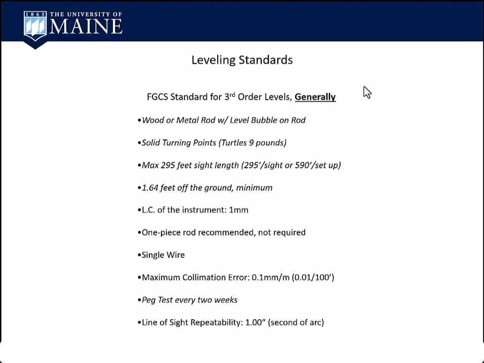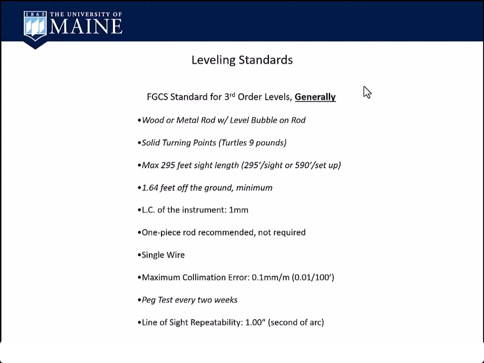So, maximum sight, 295 feet, or 590 per setup, because the further you go out, you start to have trouble with curvature and refraction. This is a good happy median for a lot of this work. We wouldn't read below 1.64. When you start reading below 1.5 feet on a rod, the lower you go, in hot weather you're going to start to have heat shimmers, thicker atmosphere, so it's more difficult to read the rod.